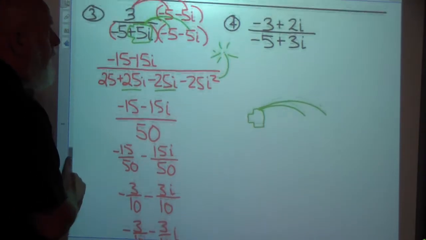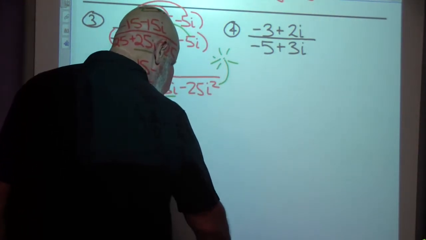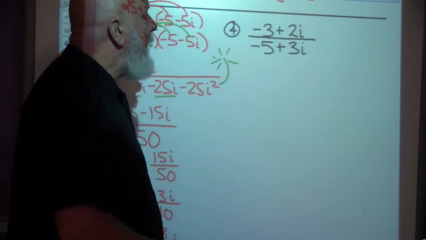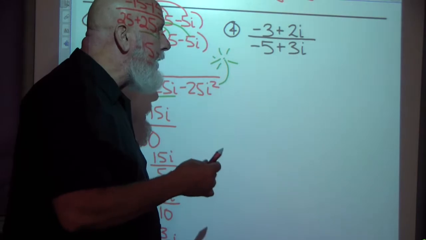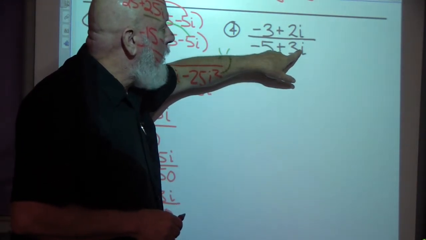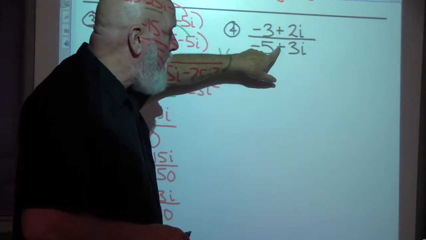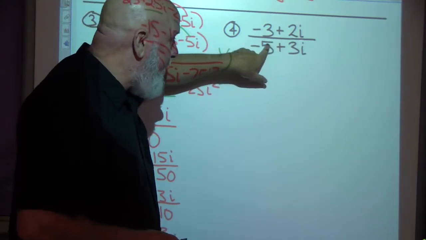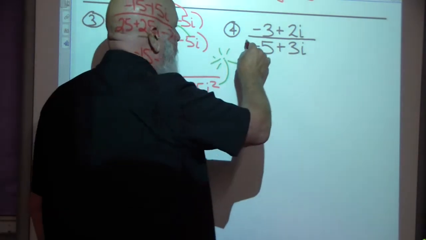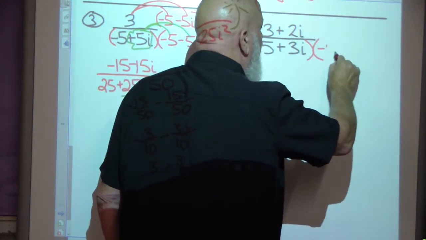Okay. We'll do one more and see if it starts to make a little bit more sense. Here we go. I'm looking at this, and I want to write it so that I have no i's in the denominator, no imaginary numbers or complex numbers in the denominator. So I'm going to multiply the top and bottom, the numerator and the denominator, by the complex conjugate of the denominator. And that is just this when I change that sign. It's the complex conjugate. So that's what I'm going to do. Multiply top and bottom by negative 5 minus 3i.